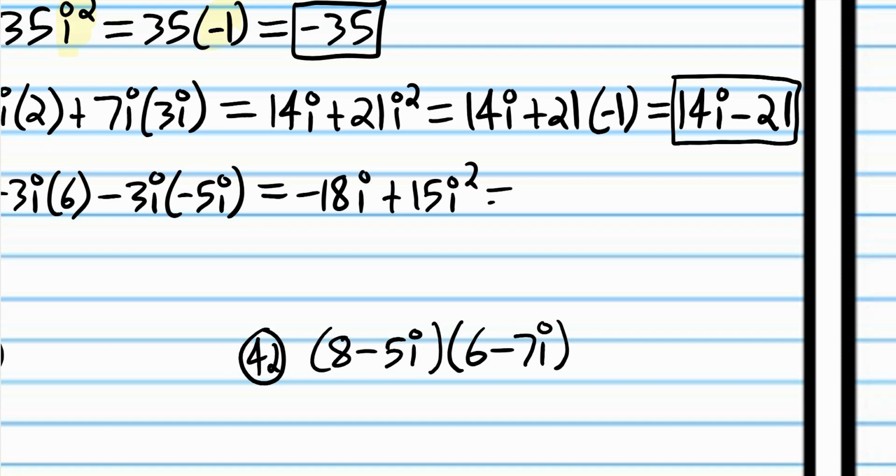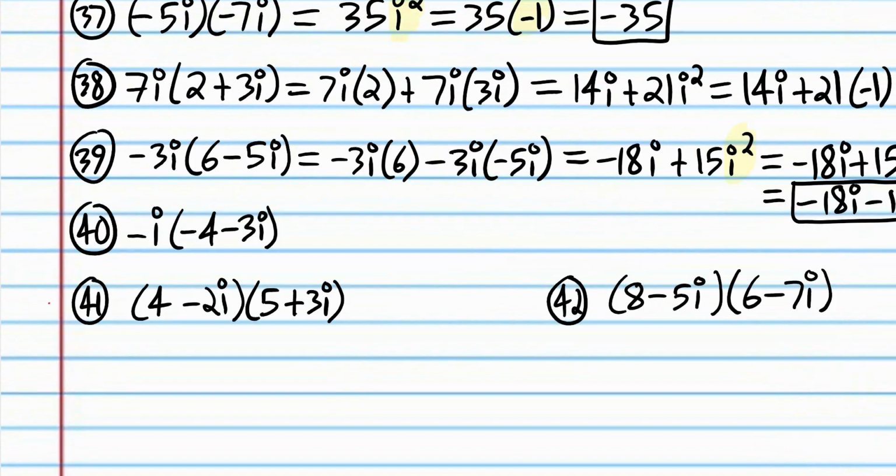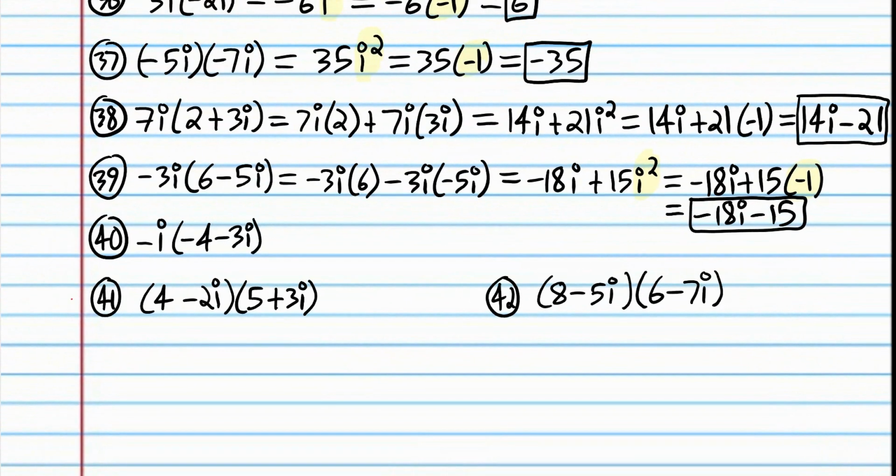And we can't do anything with the negative 18i. But i squared, that's negative 1. And so we're left with negative 18i minus 15. If you got that answer, good job. Okay, I want you to try one more of those problems. Try number 40, and when you come back, we'll do it together.